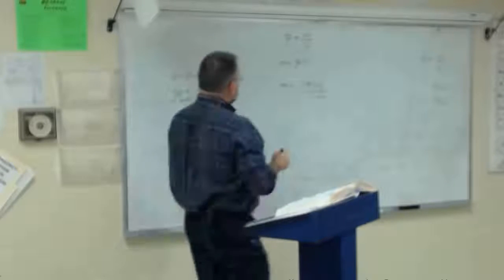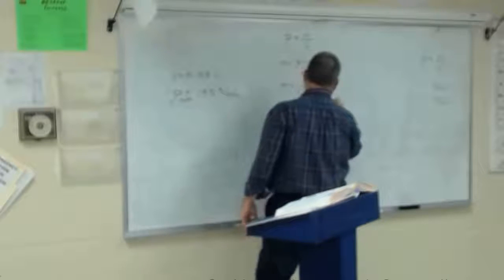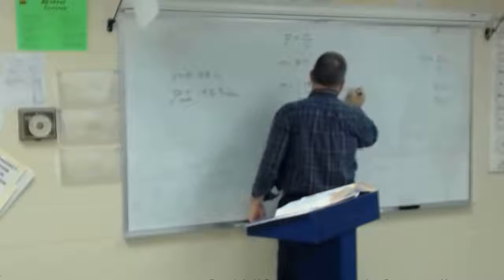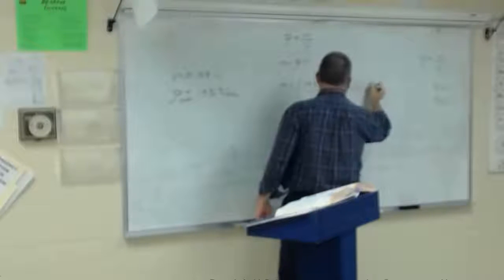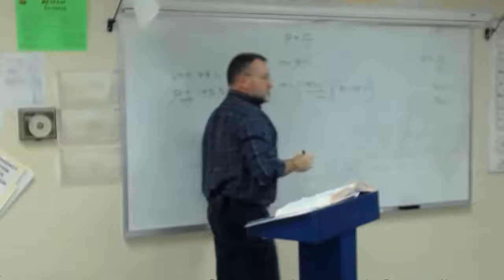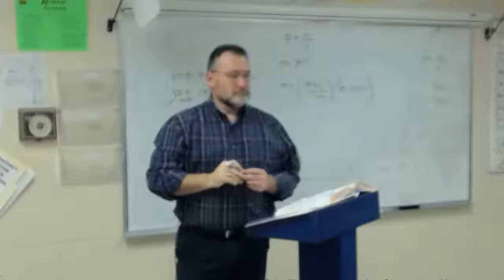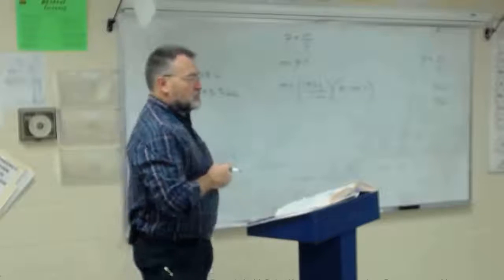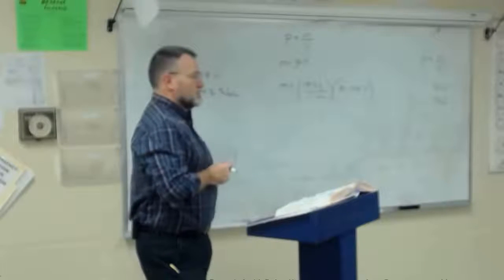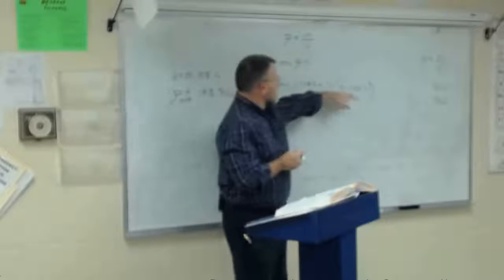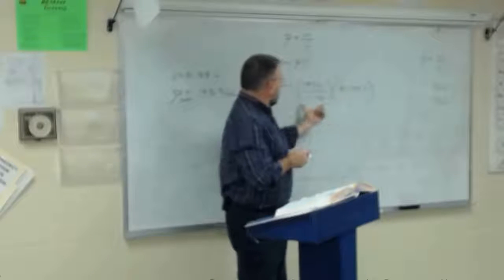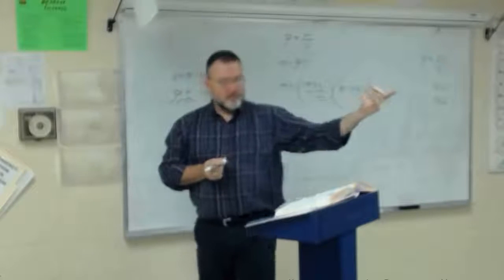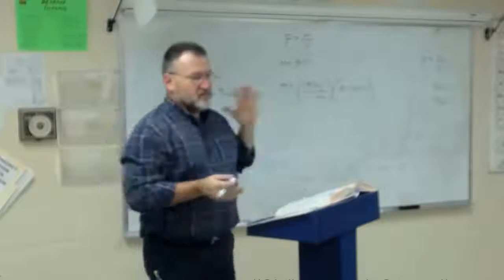Our volume is 0.125 liters. Are we done? I mean, mass is rho times volume, rho V. Rho is 19.3 grams per milliliter, and the volume is 0.125 liters. Are we done? Can we just do the math now?